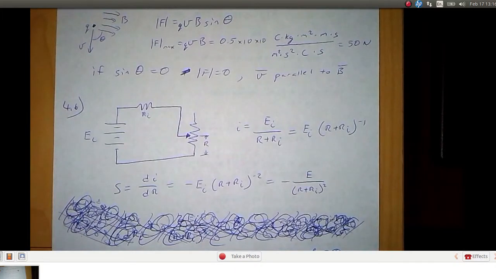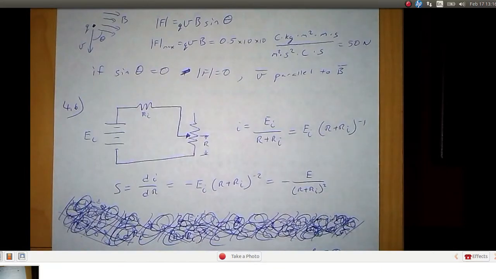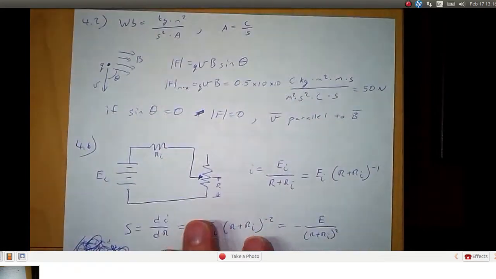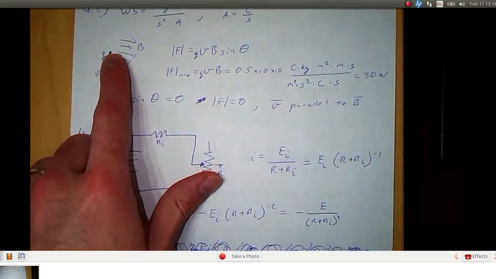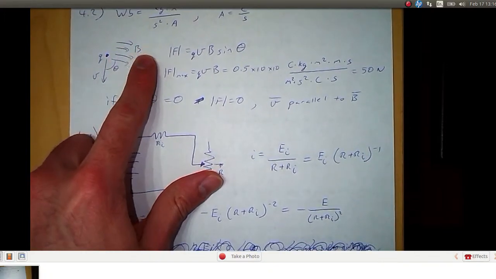Problems 4.2, 4.6, and 4.17 will be covered in this video. Problem 4.2 says there is a charged particle, 1/2 coulomb, moving with a velocity of 10 meters per second in a magnetic field of 10 Webers per meter squared. So here's the drawing. We have our charged particle moving with a velocity v and the magnetic field B.